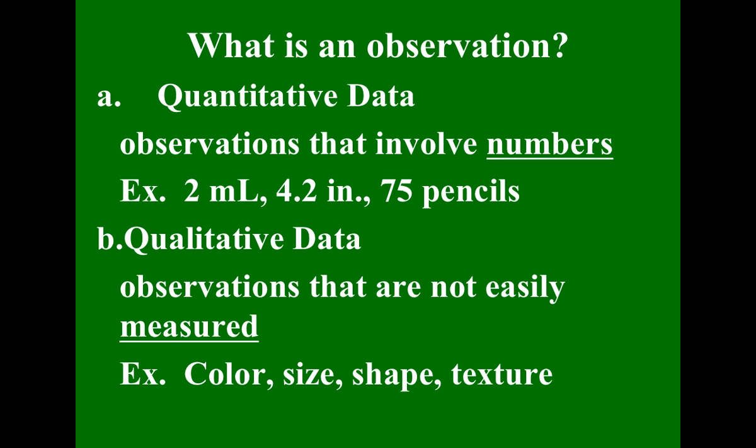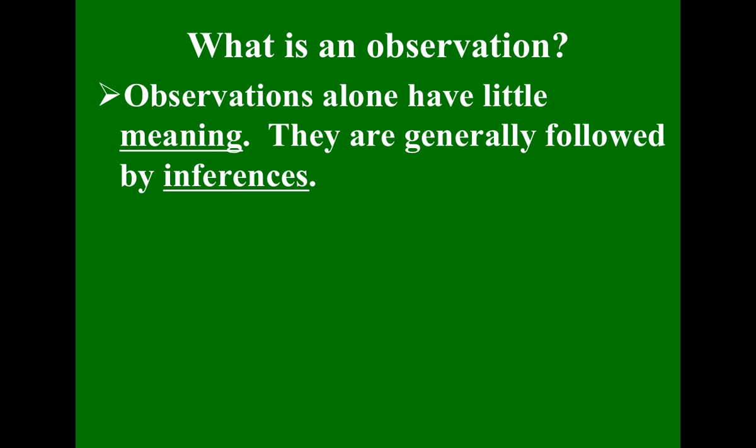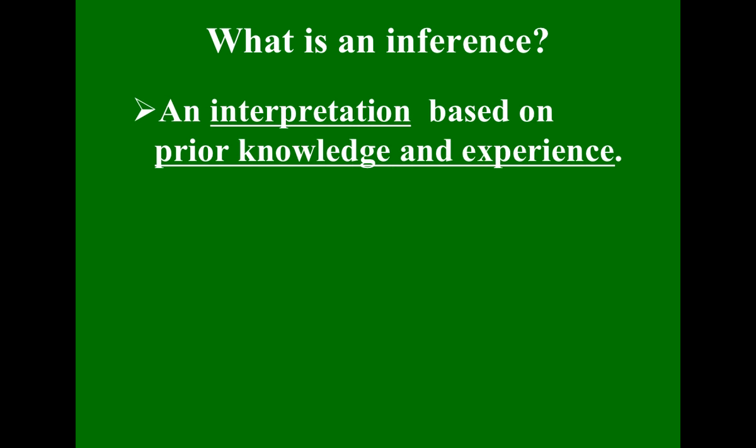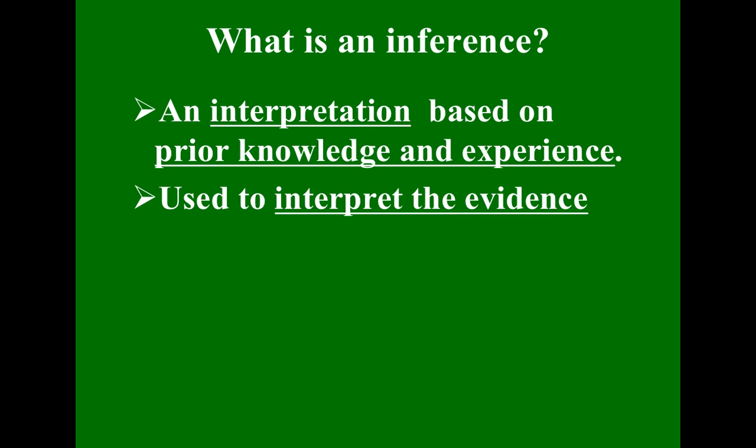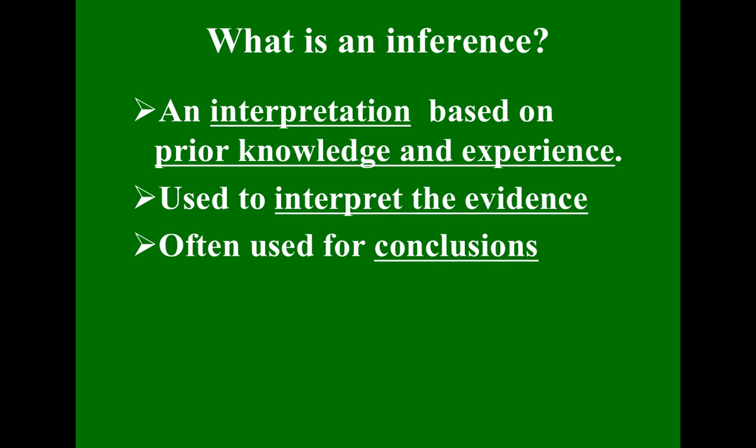Sometimes a color change is important. It's not a measurement that changes. So we have to pay attention to both types of data. What you have to understand, though, is observations by themselves have very little meaning. If I say blue, it really doesn't mean anything. You have to understand the context. But observations are generally followed by inferences. Inferences are where we actually interpret the observations based on our prior knowledge and experience. So it interprets the evidence that we collect using our observations. And we use this to draw conclusions about things.